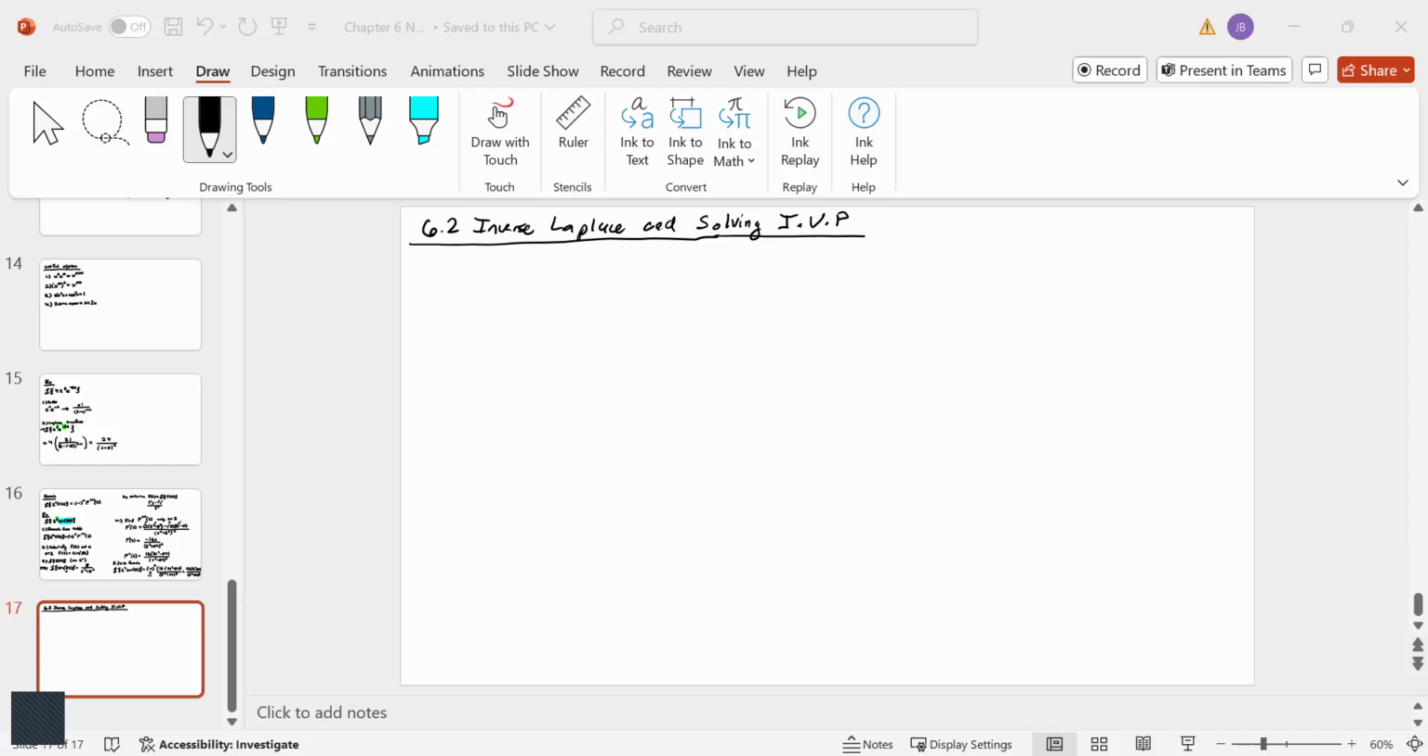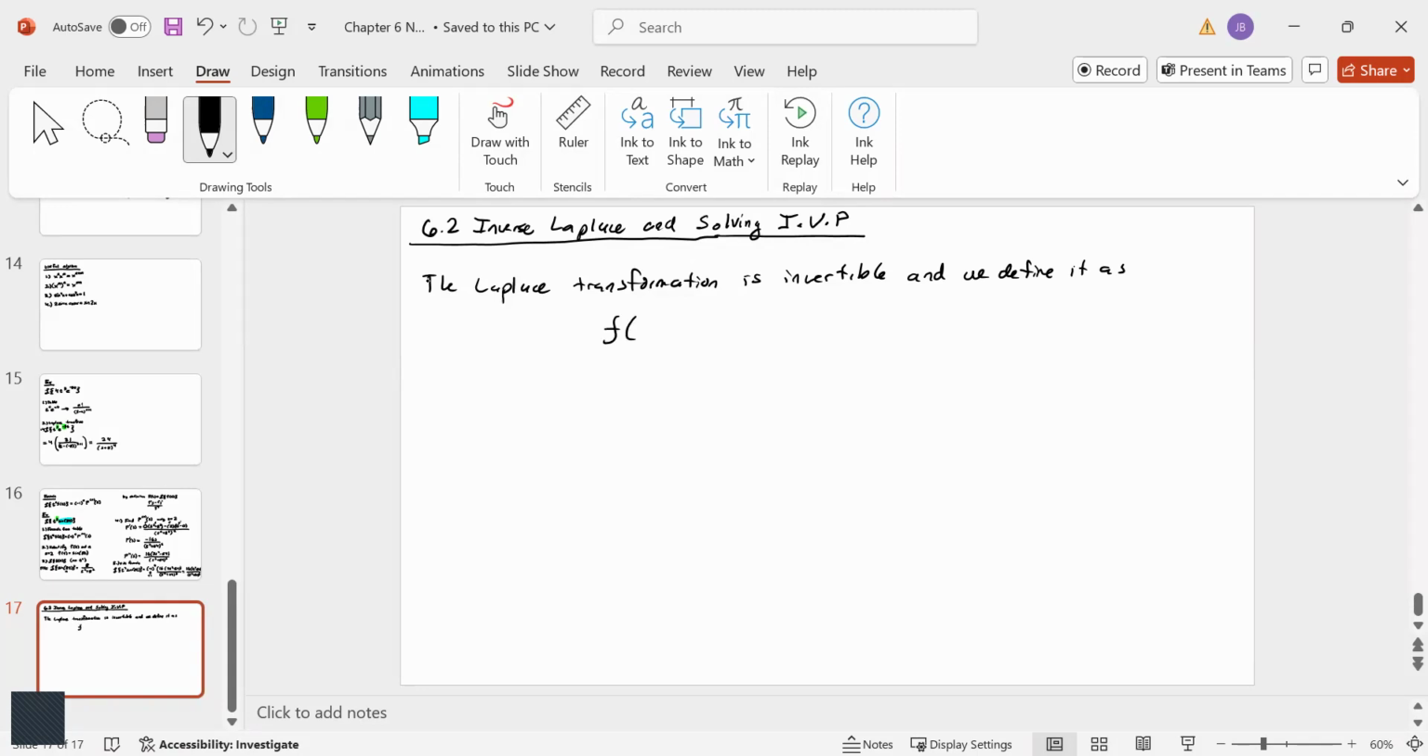But before we can actually get into solving differential equations, we have to define the opposite operation of the Laplace, which is the inverse Laplace. So the Laplace transformation is invertible, meaning you can go backwards. And we define it as follows: F of s was the Laplace transformation. So if we're going backwards, we're going back to the t domain, and we're going to take the inverse Laplace of whatever the s function is.